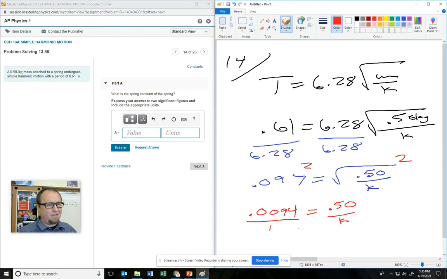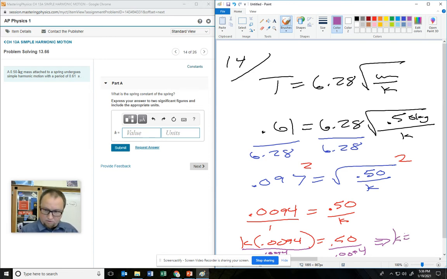This is kind of where the math gets a little trickier. K's on the bottom, we get k on the top. So multiply both sides by k. So I get k times 0.0094 equals 0.50. What do I do next? I got to divide that. I'm going to change colors just so you can see my steps. Divide this out. So I get a k of 0.50 divided by 0.0094, I get 53.